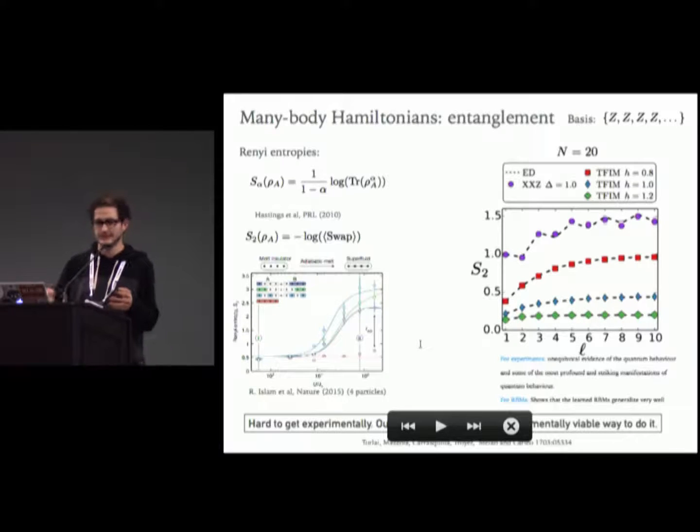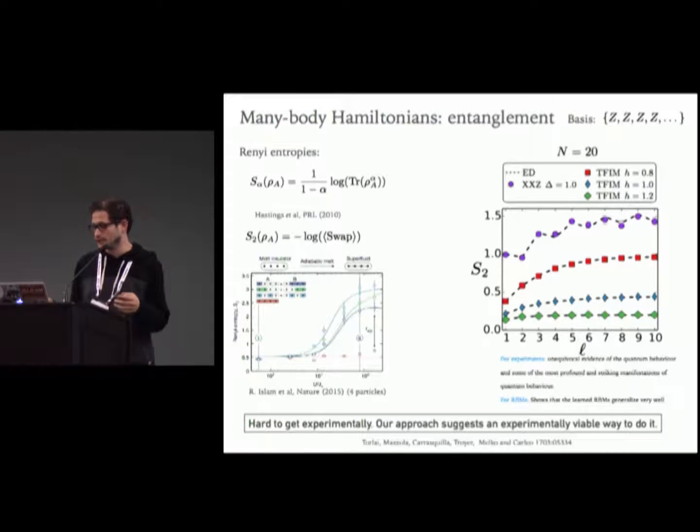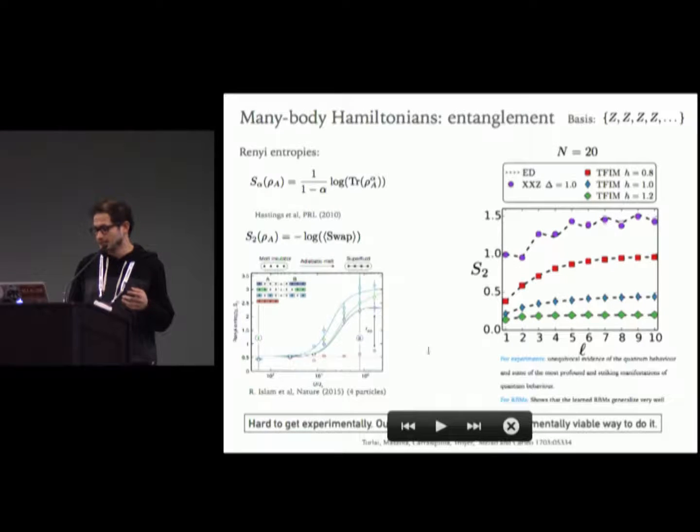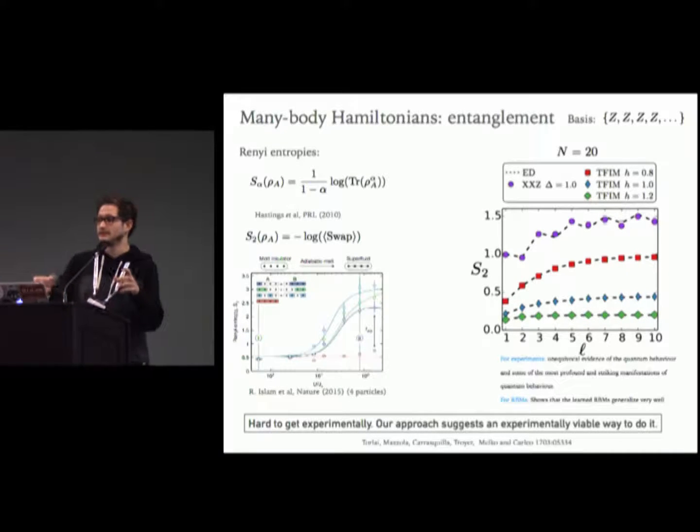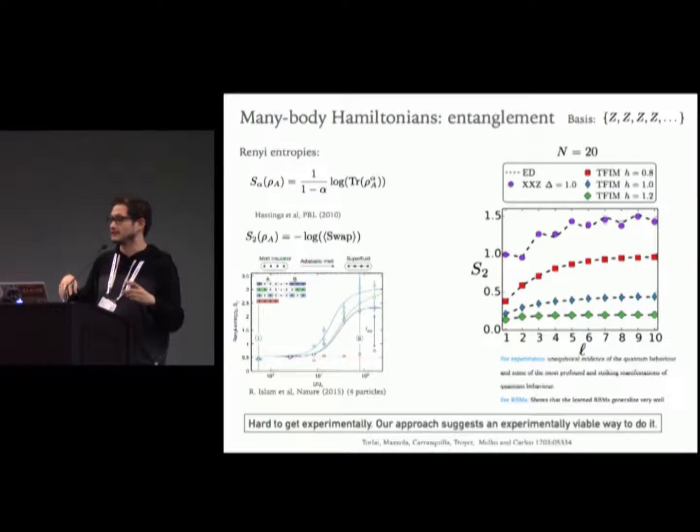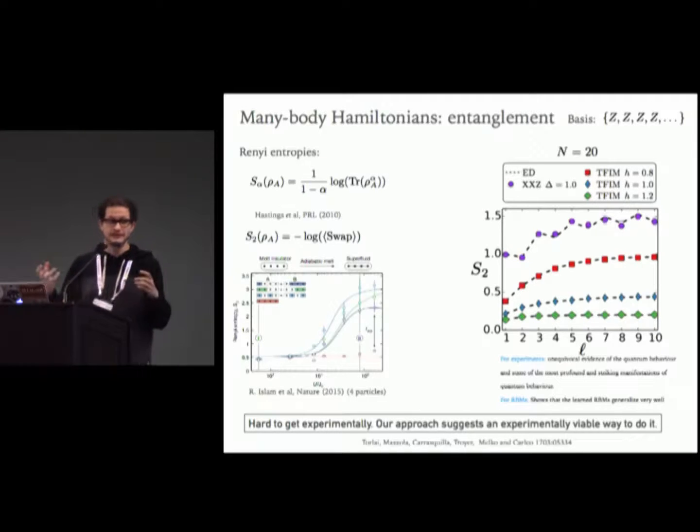So for experiments, this is a way to get these entanglement measurements. And the meaning for the RBMs, or what I would like to say, is that it shows that it really learned to generalize very well, because when you're doing this type of entanglement measurement, you really need values of the wave function or the RBM that are pretty far from the training set, typically, especially when you have pretty large systems, where the size of the training set is really, really small compared to the size of the Hilbert space.